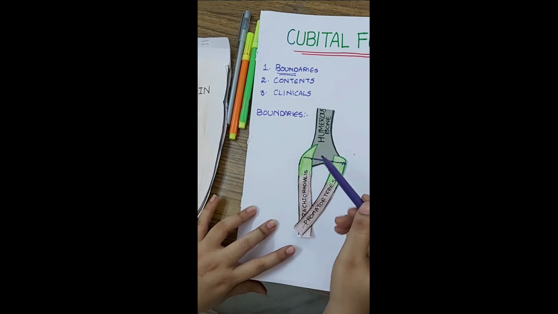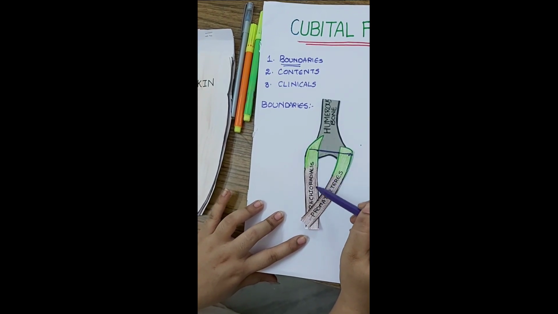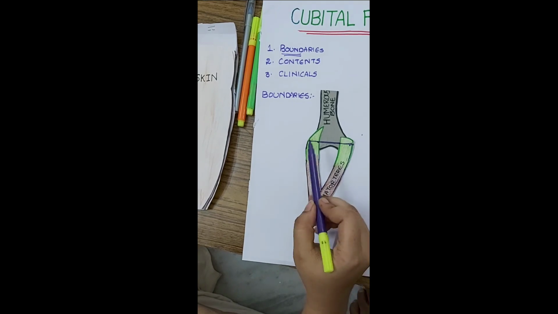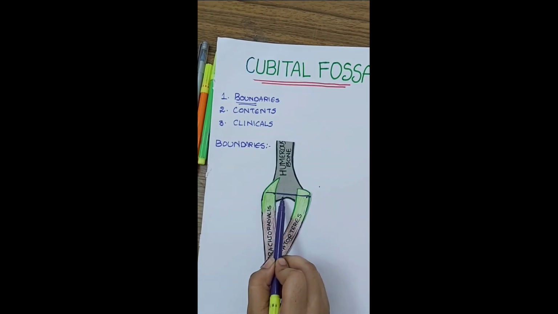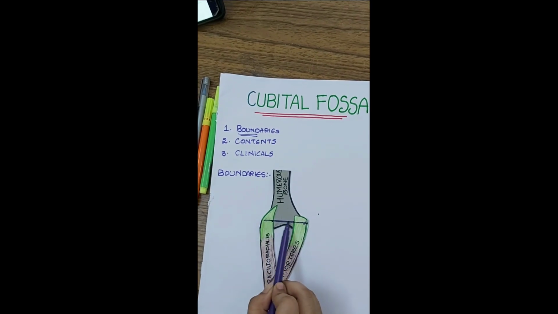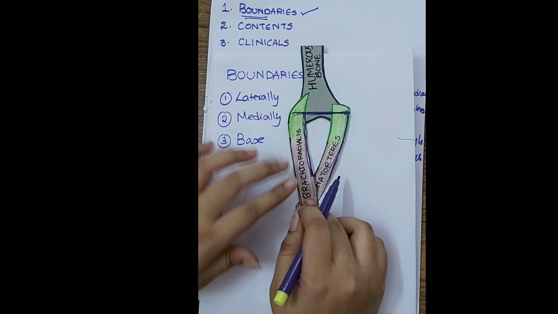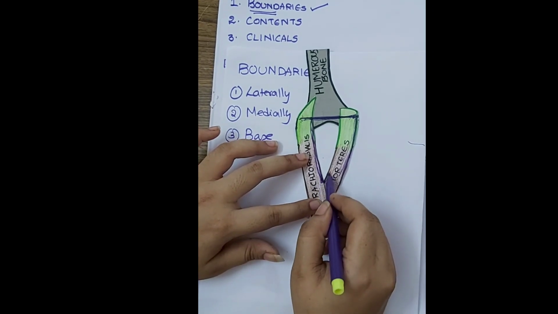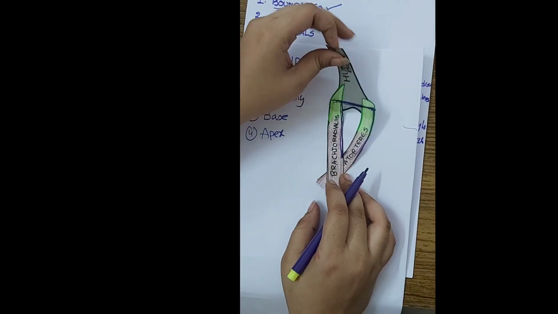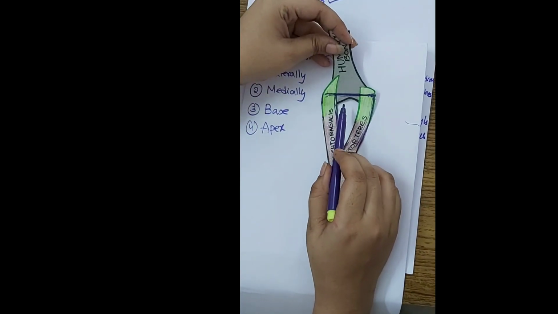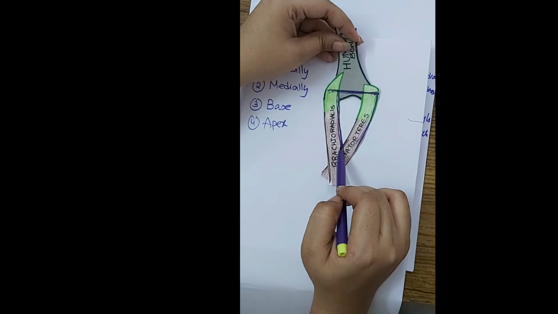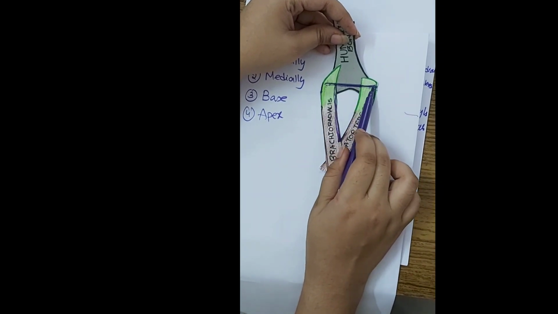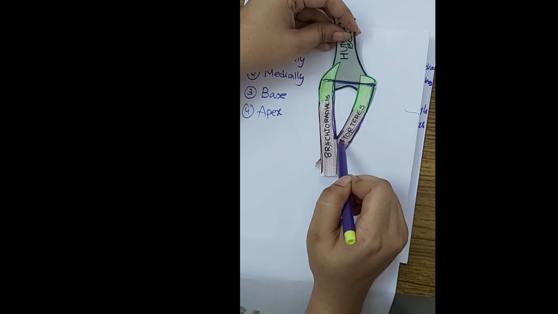the boundaries are: laterally the medial border of brachioradialis, medially the lateral border of pronator teres. The base is formed by the two epicondyles of the humerus and an imaginary line drawn. The apex is formed where the two muscles, the brachioradialis and the pronator teres, cross each other. There we form an apex. Overall, the boundaries are formed laterally by the medial border of brachioradialis, medially by the lateral border of pronator teres, the base by an imaginary line, and the apex where the two muscles cross each other.